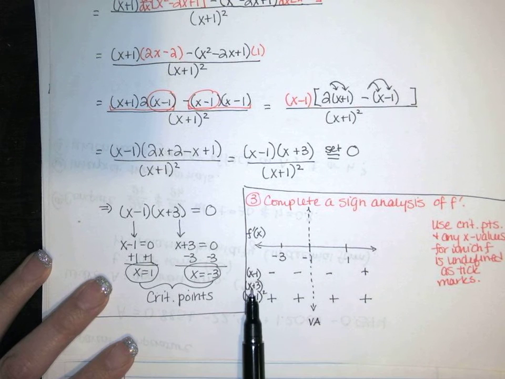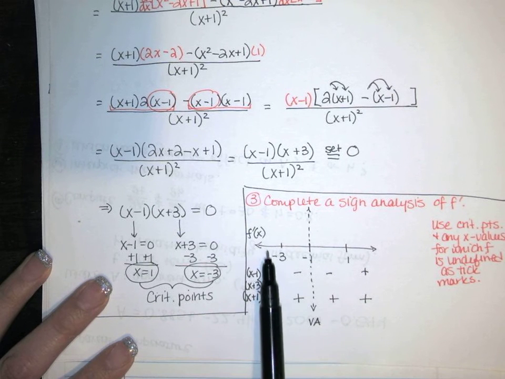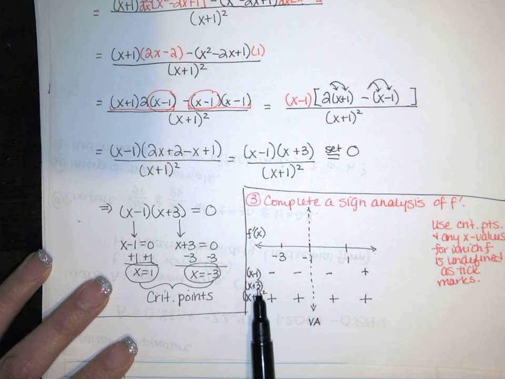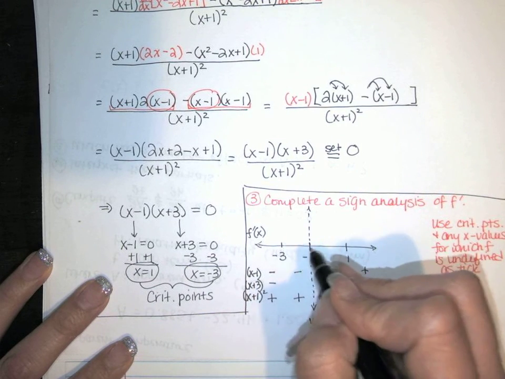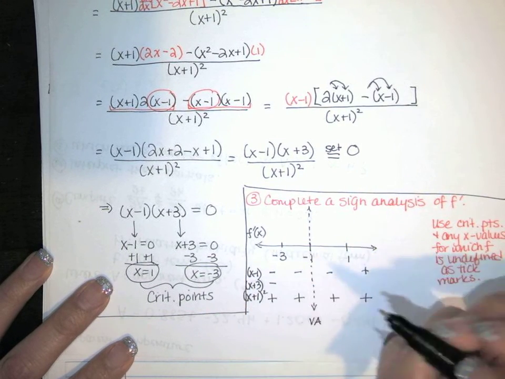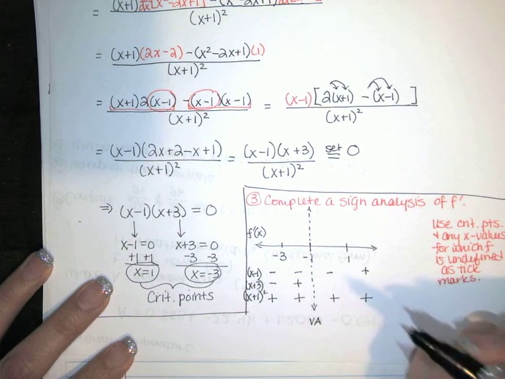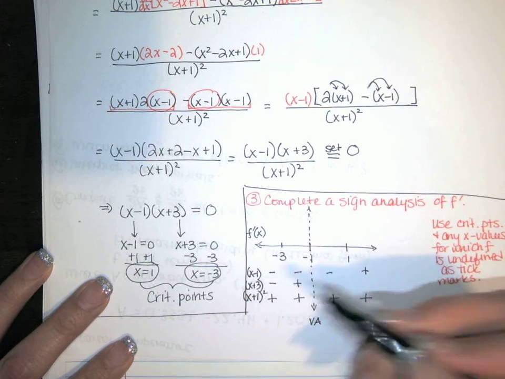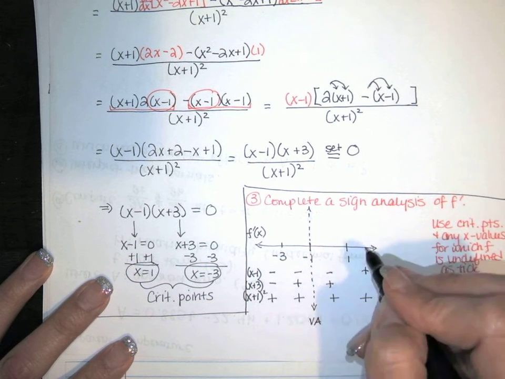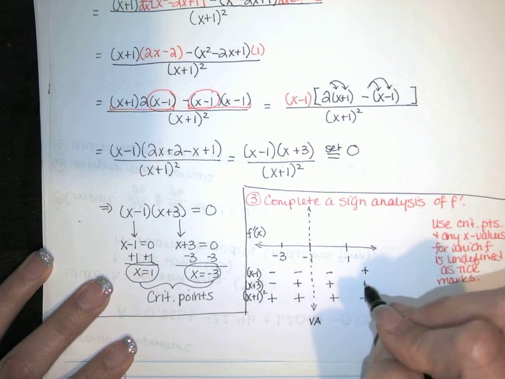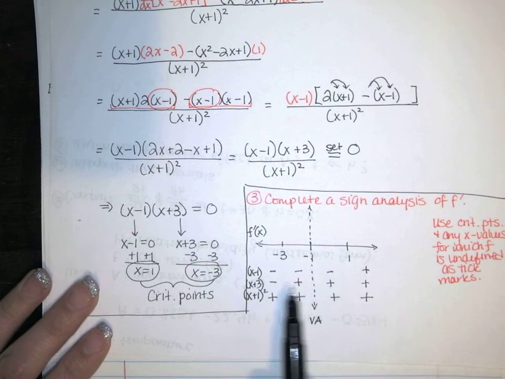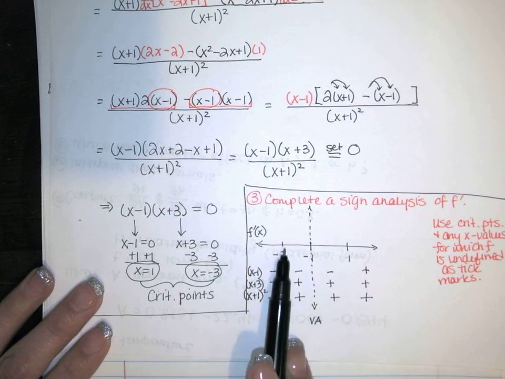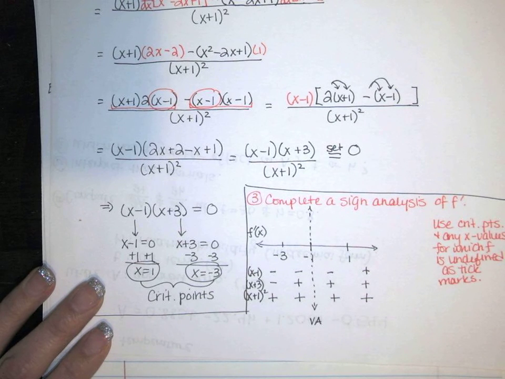Let's do the same thing with x plus 3. Substitute in negative 4 here. Negative 4 plus 3 is negative 1. Negative 2 on that interval. Negative 2 plus 3 is positive 1. Plug in 0 in that interval. 0 plus 3 is positive. Plug in 2. 2 plus 3 is 5, which is positive. Again, it changes from negative to all these positives at x equals negative 3. That's the x value that would cause that to be 0.